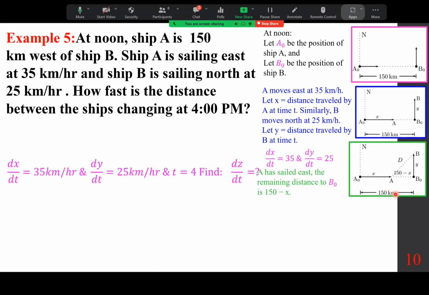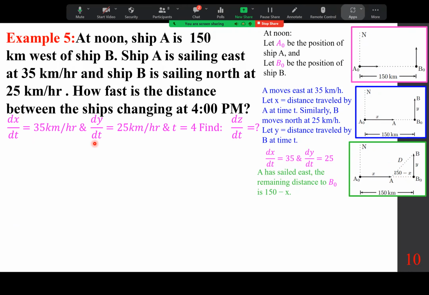So let's write now: dx/dt is 35 kilometers per hour, dy/dt is 25 kilometers per hour, and t equals 4, because from noon till 4 p.m. there are 4 hours. The time is 4. At t equals 4, we want dz/dt. This one, if this is x, this is y, you can call it D or Z. I rather call it Z. So let's say Z.